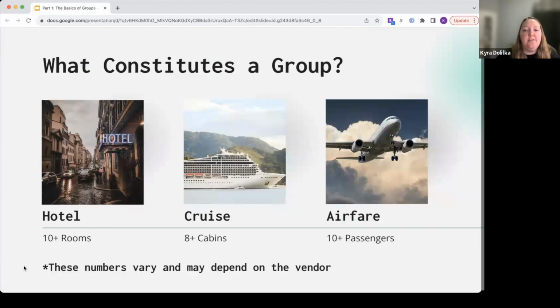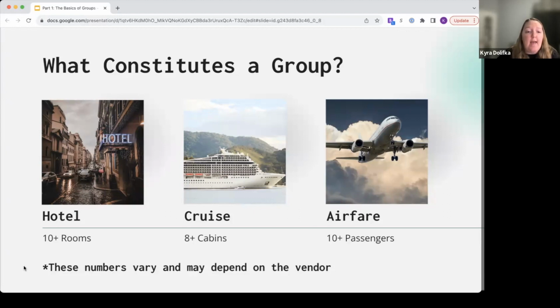So what constitutes a group? These numbers do vary. What I have here on my slide is just the general, most common answer you're going to get depending on what vendor, destination, time of year you are looking at.